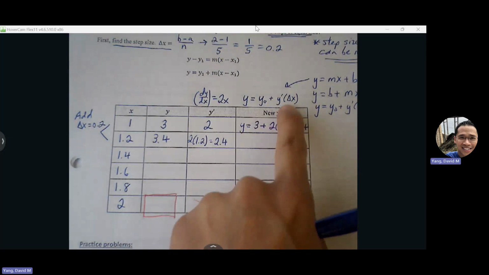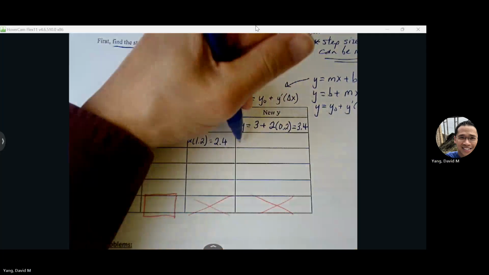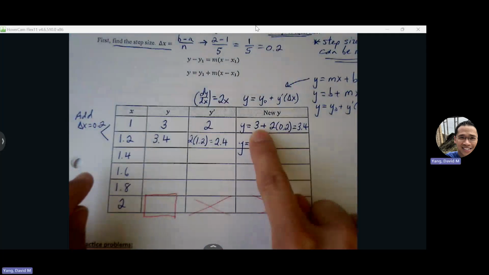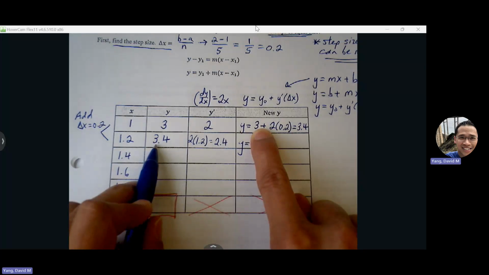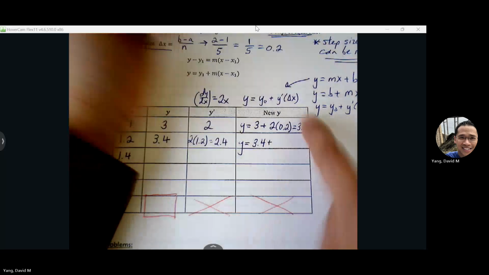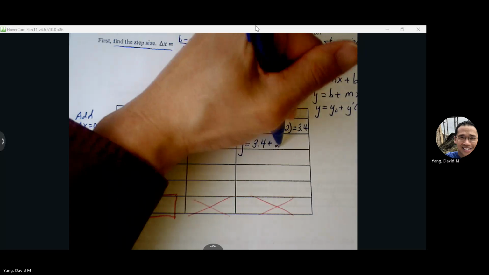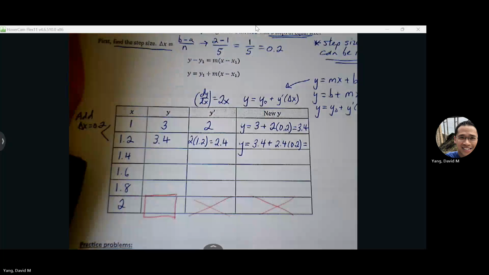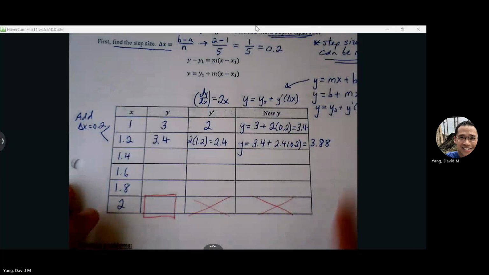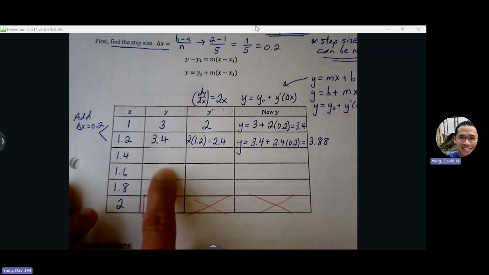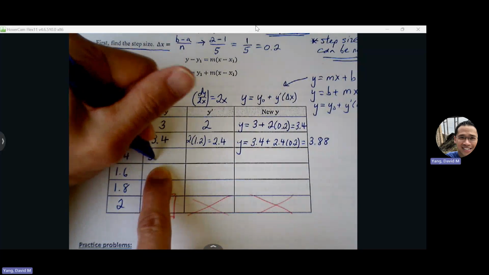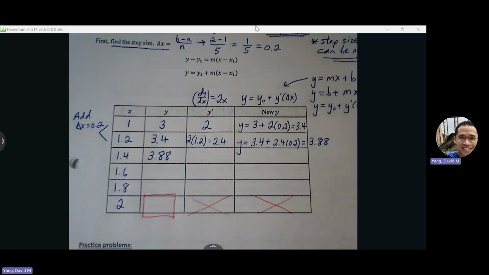And put that slope into your tangent line equation. Take the current y value that you're sitting on. So now my current y value is 3.4, plus y prime, my current slope, 2.4. And then your delta x is always going to be the same. In this case, it's going to be 0.2. Plug into your calculator. Once you have your new y value, you're going to carry that down to the next row, and then continue repeating the process.